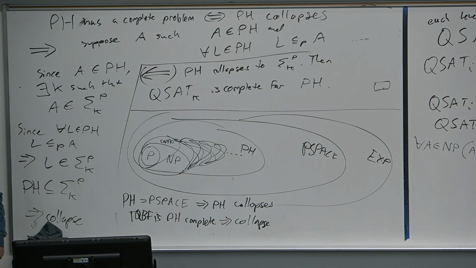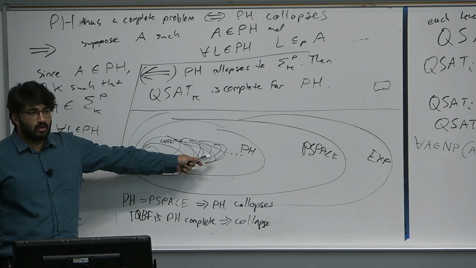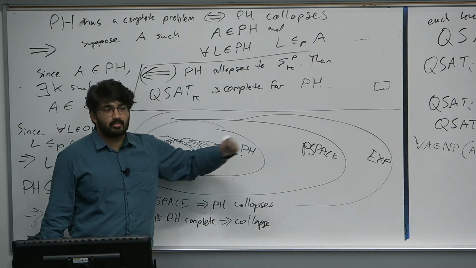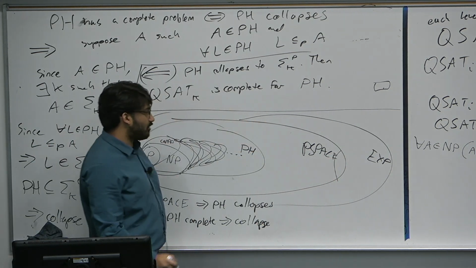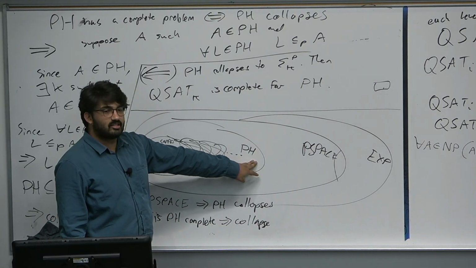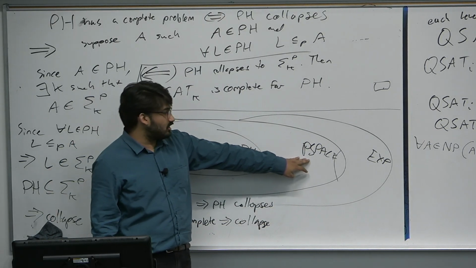But we don't think it should collapse. Therefore, by modus tollens, we don't think PH is equal to PSPACE. We think it to be strictly so. We know that there's PSPACE-complete problems here, and we have pretty good reason to believe that PH is strictly contained in PSPACE.